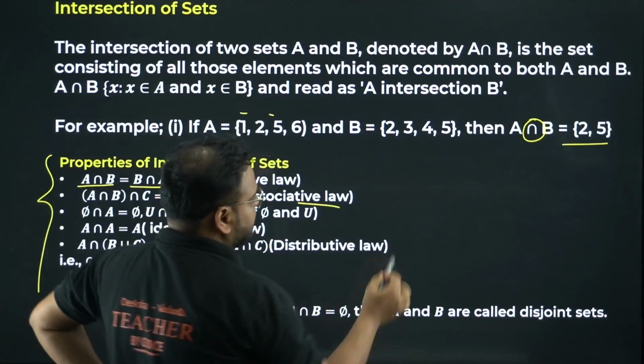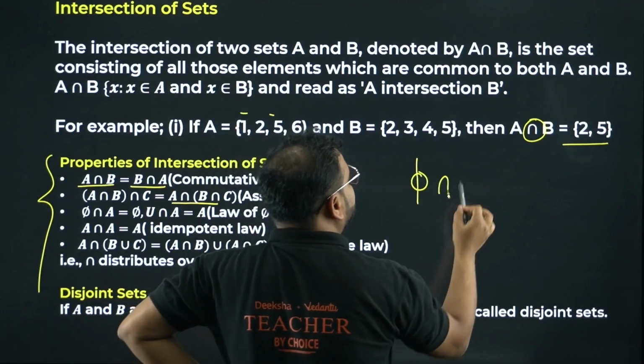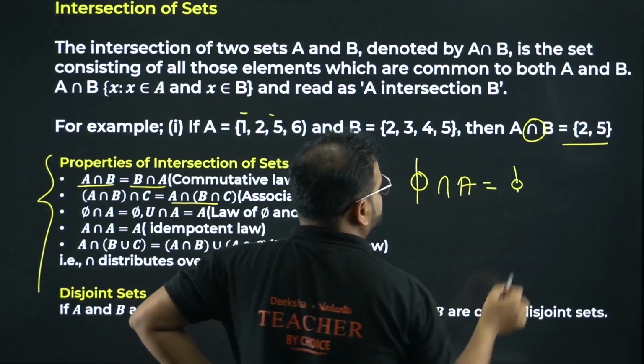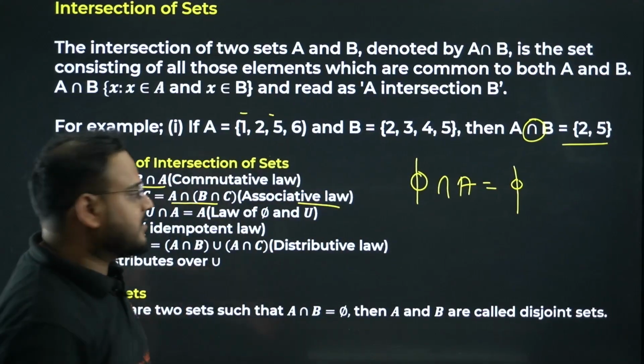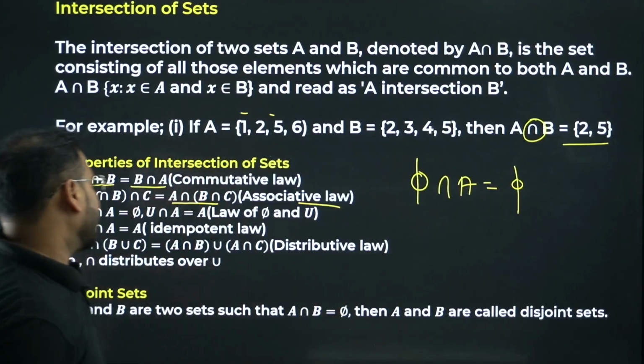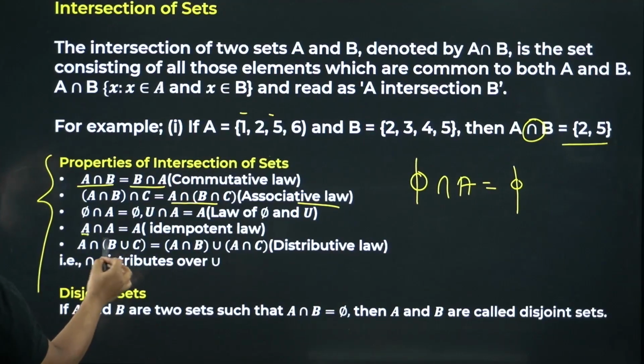Intersection of nothing with A: the answer will be simply nothing. Nothing is common, right? Null set intersection with A will be the null set only. The idempotent law is there: A with A will be A.